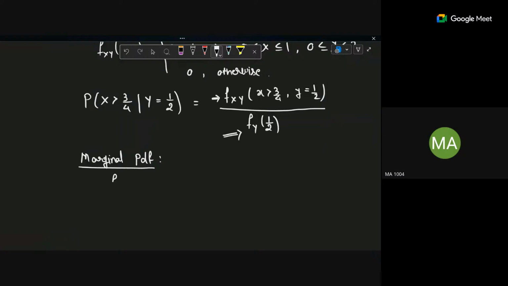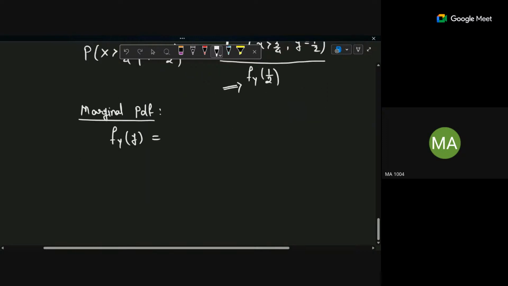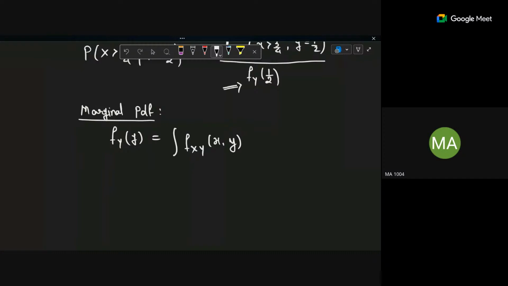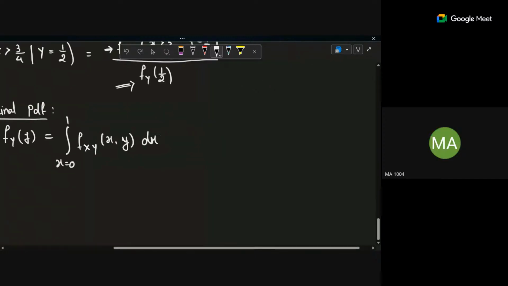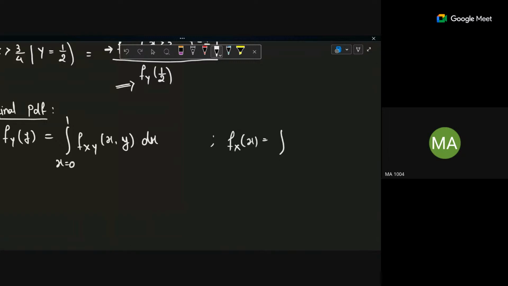Fine. So what is the marginal PDF for y, f_Y(y)? You have to integrate your PDF function over the limits of x, whatever the limits of x are. Here it's from 0 to 1. Similarly, if you are calculating the marginal PDF for x, it's nothing but the integral over y of the joint PDF f(x,y).